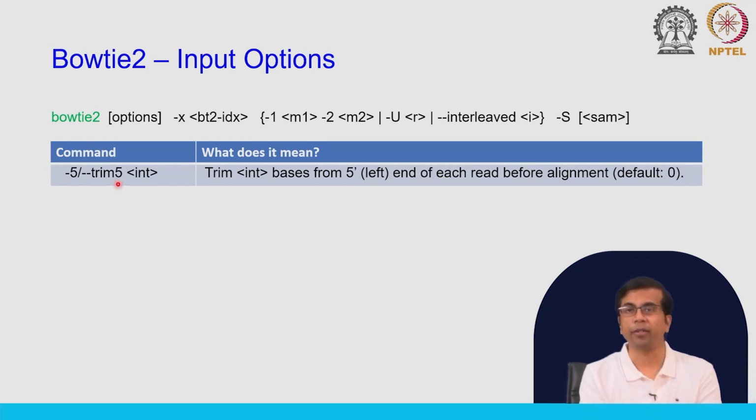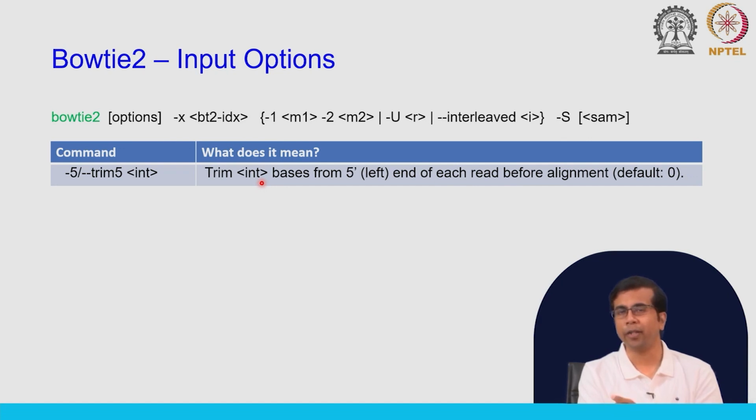It is either -5, or you can also say -trim 5, and you have to specify an integer number. So, what does -5 or --trim5 mean? It means that you trim a certain number of bases. This number will be specified by you. You can say trim 5 bases, so this integer could be 5: trim 5 bases from the 5 prime end of each read before you map.